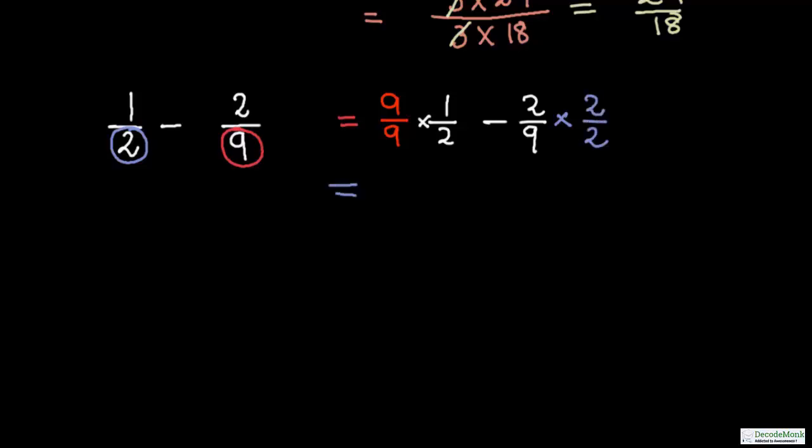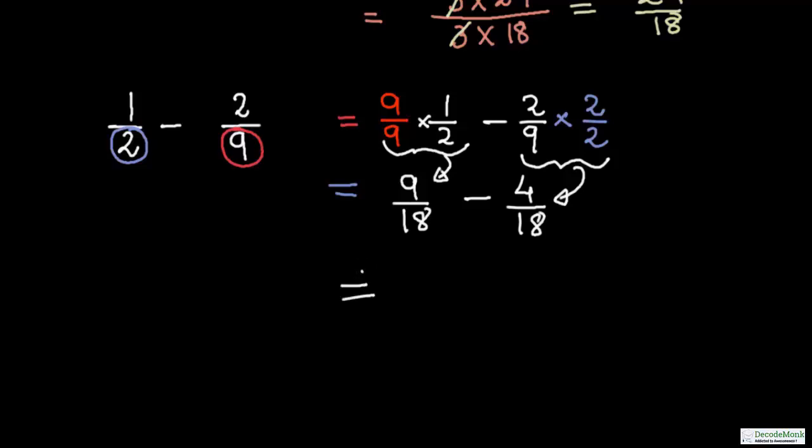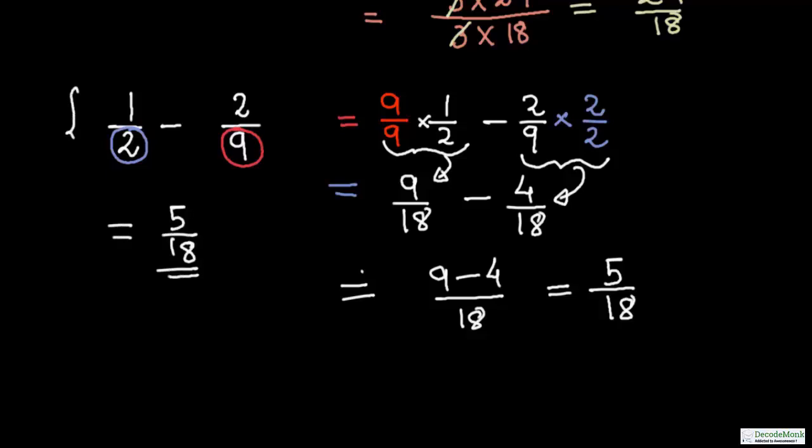So this gives us 9 ones are 9, 9 twos are 18, minus 2 twos are 4, 9 twos are 18. So 4 upon 18 is the equivalent fraction of 2 by 9, and 9 upon 18 is the equivalent fraction of 1 by 2. So now it's easy to subtract. 9 minus 4 is 5, by 18. There are no common factors between 5 and 18, so this cannot be broken further. So simply 5 by 18 is the answer for this particular problem.